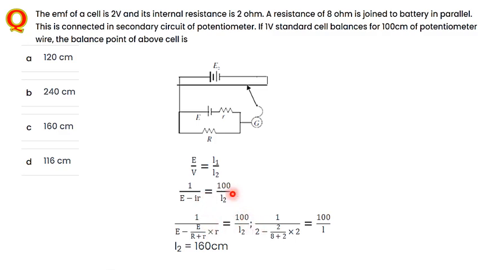Now substitute the values. Remaining here is 100 divided by L2. 1 divided by E minus, where E is 2 volt. Then 2 divided by the resistance 8 plus the internal resistance 2, so 2 divided by 10, into 2. So 2 divided by 5 will come, which is 0.4. So 2 minus 0.4 is 1.6. 1.6 into 100 gives 160 centimeter. So the answer in this case is 160 centimeter.